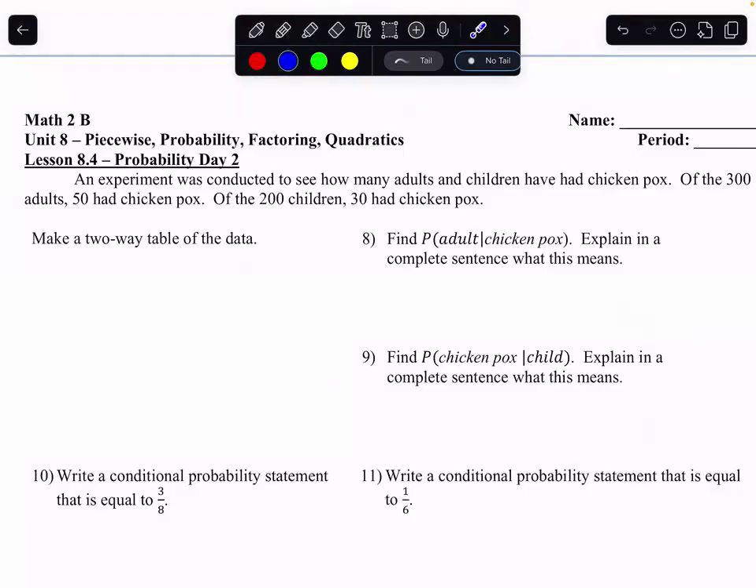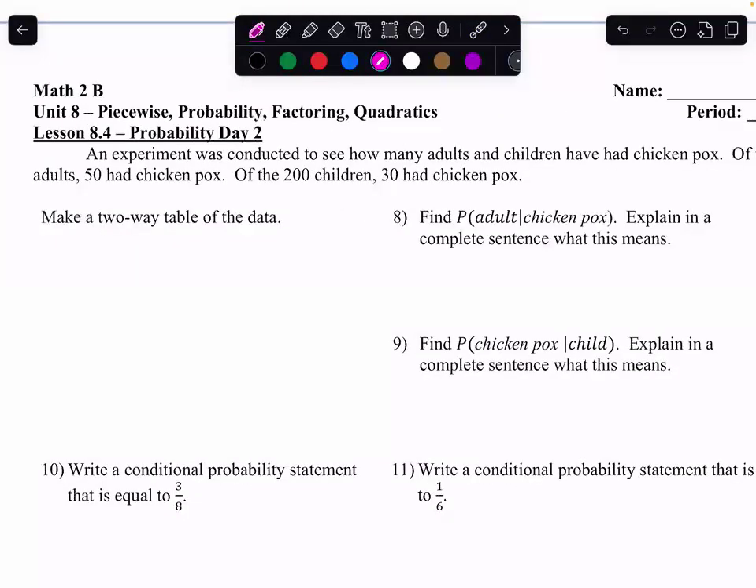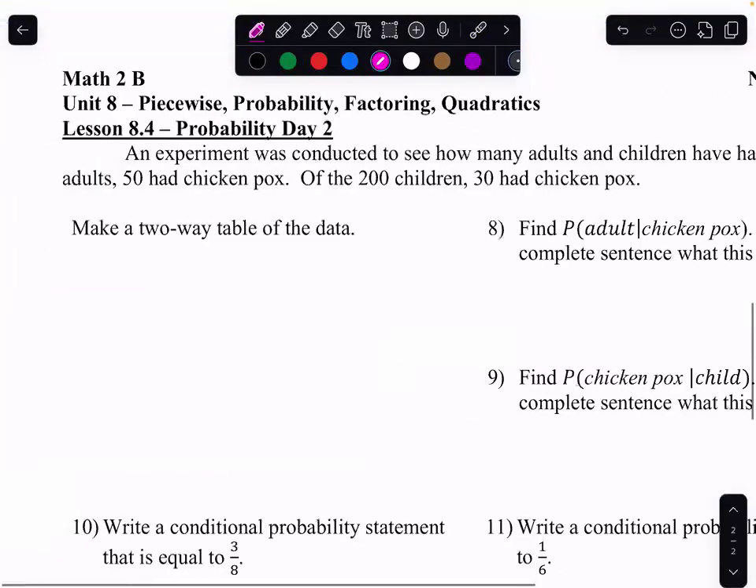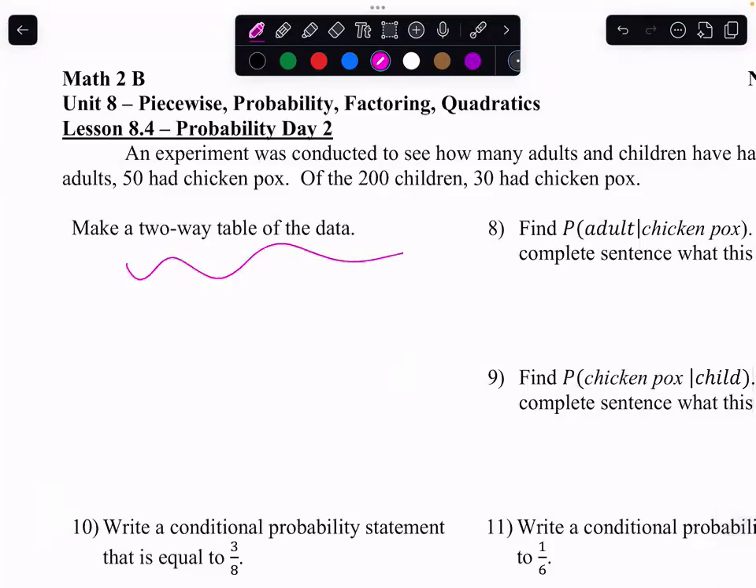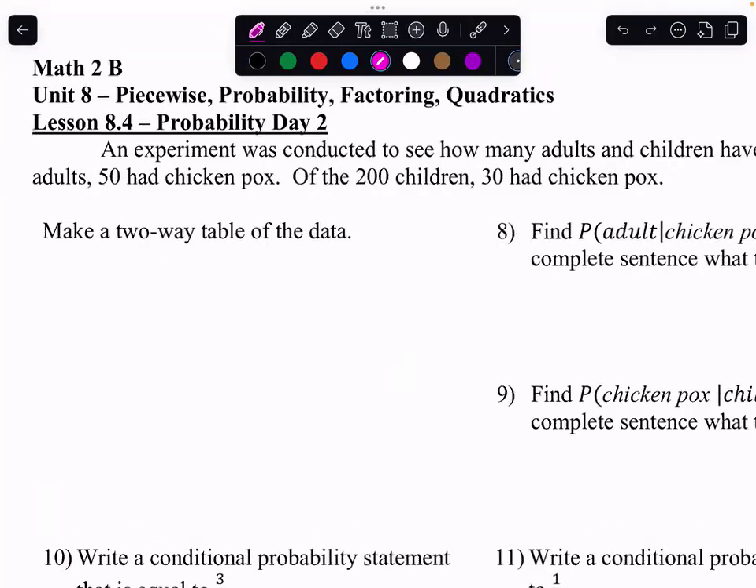I'm going to give you a few minutes to try the whole scenario. Make a table first and then use it to try problems 8 through 11. Give it a try. And if you weren't sure if any of your conditional statements on the front page were correct, feel free to raise your hand. I'd be happy to take a look. Just remember your table may look different than mine because you could put the children and adults this way, or you could put them this way. You could put the children first, you could put the adults first.